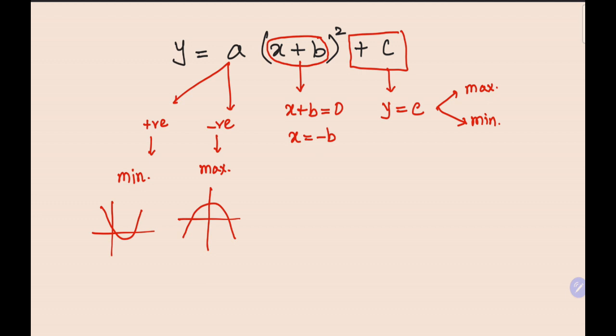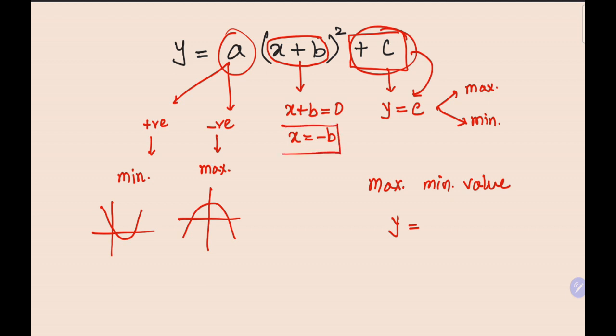So remember, when you are asked to find the maximum value or minimum value of the function, they are actually asking you to find the value of y, that is the maximum or minimum in this equation, and this c will always be the maximum or minimum value of the function or the graph, depending on the value of a. If a is positive, then this y will be the minimum value of the function, and if a is negative, this will be the maximum value of the function.